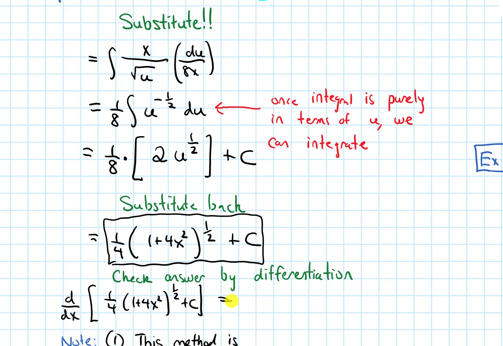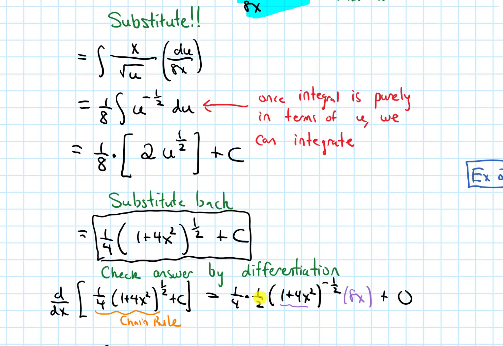To do this derivative, we're going to need chain rule. At first I deal with the outside function, that 1/2 power. That'll come down and multiply the 1/4. So I get 1/4 times the 1/2 comes down. And then I keep the 1 plus 4x squared, and I subtract 1 from the power to get negative 1/2. But then I do the chain rule step and I multiply by the derivative of the inside, which is 8x. And then the derivative of that plus c is going to be 0.